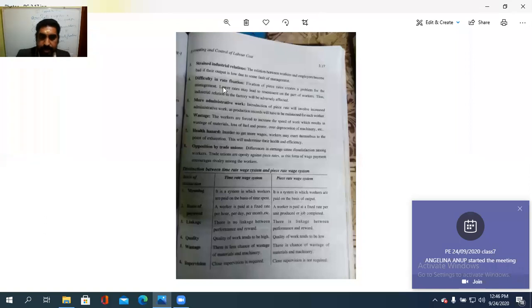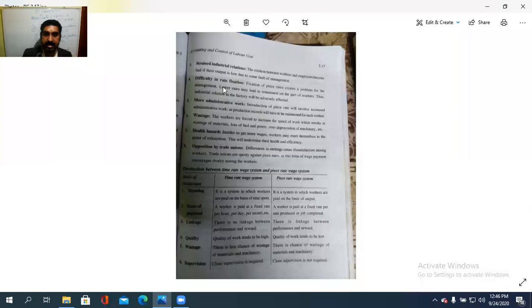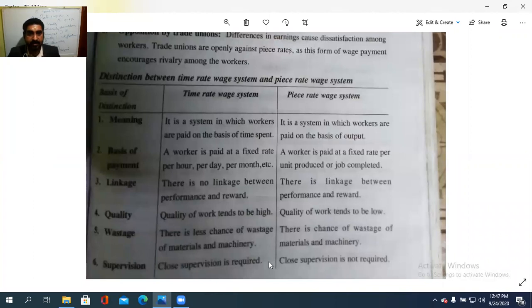So in continuation with the advantages and disadvantages with regard to this piece rate system, what are the differences between both? What is the difference between a piece rate system and a time rate system? So we will see that. Based on the meaning: the time rate system is a system in which workers are paid on the basis of the time spent on each job, while the piece rate system is based on the output produced. So it is a system in which workers are paid on the basis of the output.